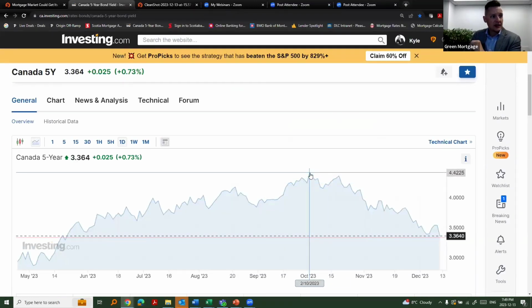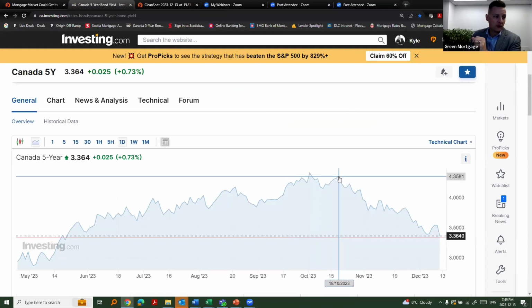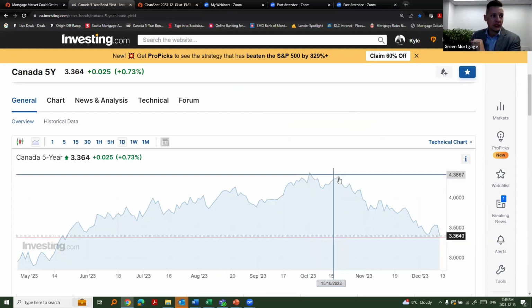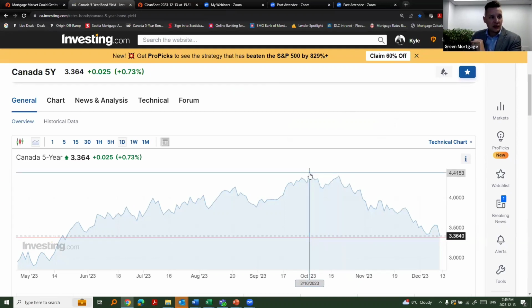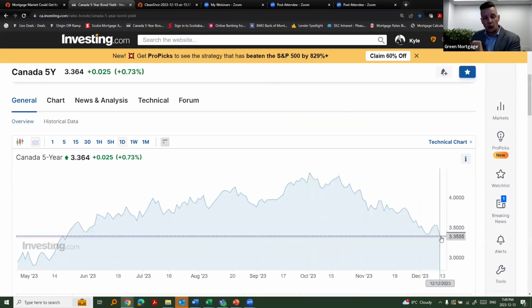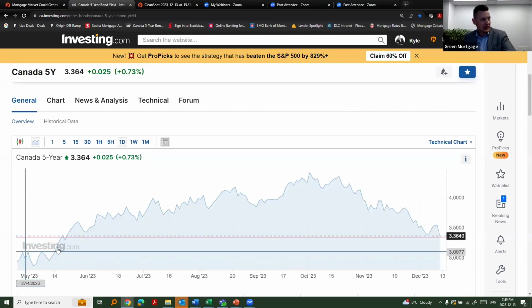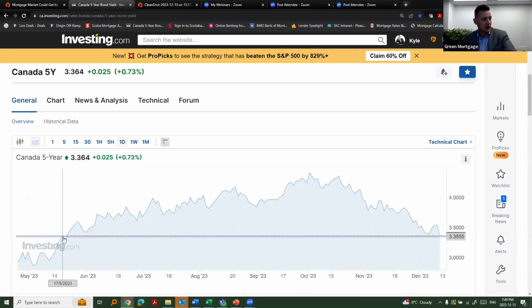So this is the beginning of October, the bond market and bond rates were somewhere around the 4.3 to 4.4% range. So, early to mid-October, they were quite high. Just in the last 30 days, the bonds have gone down 1%, which is a very large decrease. Now, looking back, the last time that we were at this level was in the middle of May.